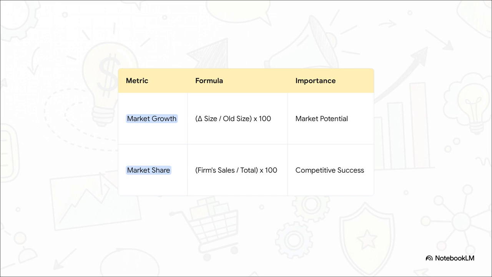That gives you an idea of the market's potential. Then you have market share, which measures the size of your company's slice of that pie compared to your rivals. And here's a really important takeaway. Your sales can be going up, but if the whole market is growing even faster, you're actually losing ground to your competitors. Your market share is falling.